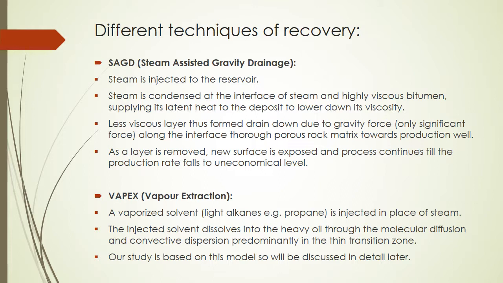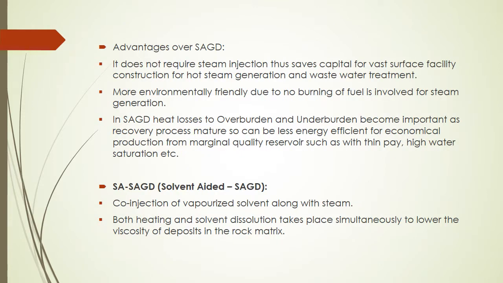A vaporized solvent is used instead of steam, and this injected solvent dissolves into the heavy oil through molecular diffusion and convective dispersion, and the solvent dissolution mechanism occurs in this process. We use solvents like light alkanes, for example propane, and our study of this model will be based on this specific process. Advantages over SAGD: it doesn't require steam injection, so no capital investment for hot steam generation and wastewater treatment. It is more environmentally friendly because no fuel burning is happening.